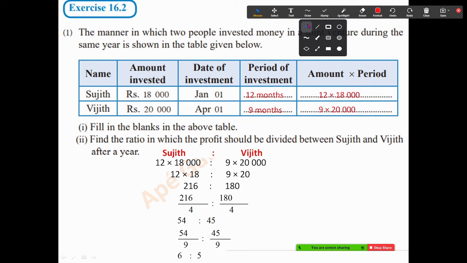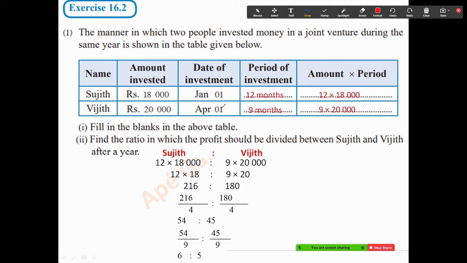Look at this problem in the exercise. The manner in which two people invested money in a joint venture during the same year is shown in the table. The two names are Sujit and Vijit. Sujit invested 18,000. Vijit invested 20,000. Sujit's date of investment is January 1st. January 1st means at the beginning of the year, so his money is in the business all the 12 months. So 12 months is the period of investment.